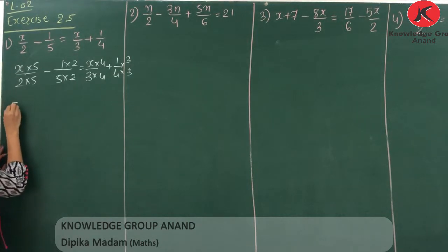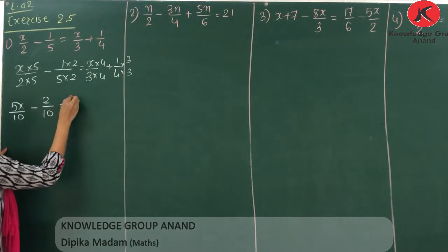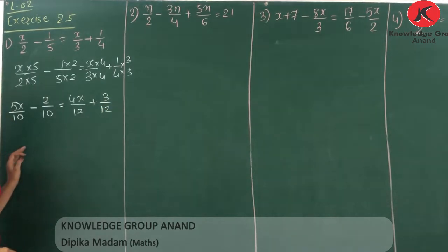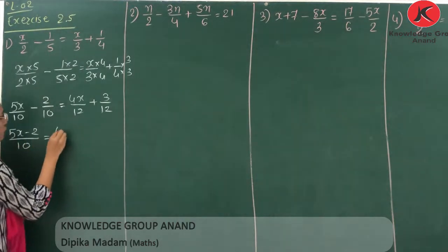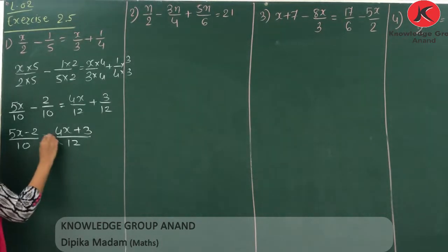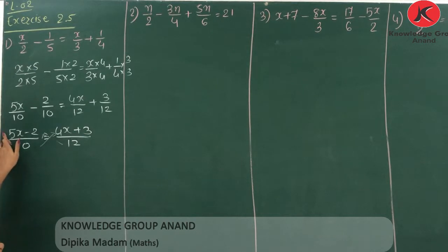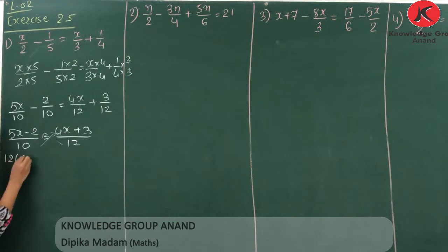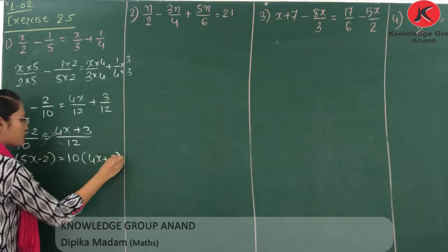So we will get 5x by 10 minus 2 by 10 is equal to 4x by 12 plus 3 by 12. Okay, now you can write 5x minus 2 whole divide 10 is equal to 4x plus 3 whole divide 12. Now here you need to apply cross multiplication. 12 is multiplied with 5x minus 2 and 10 is multiplied with 4x plus 3. This is called cross multiplication.